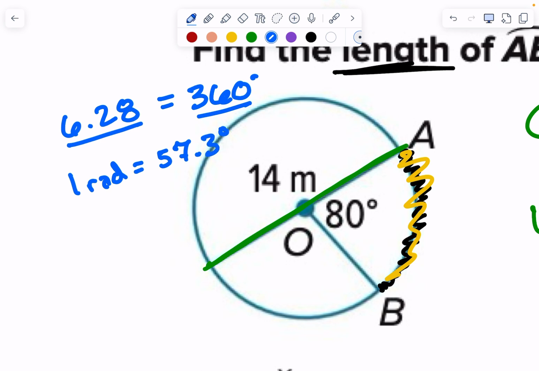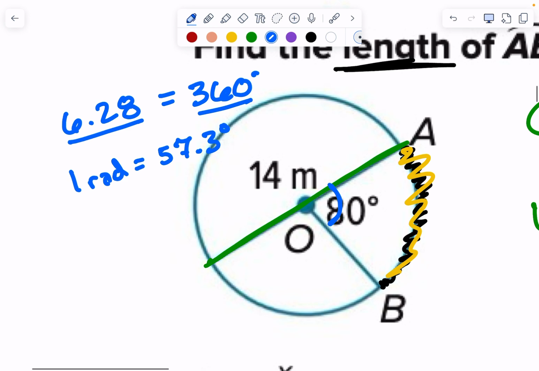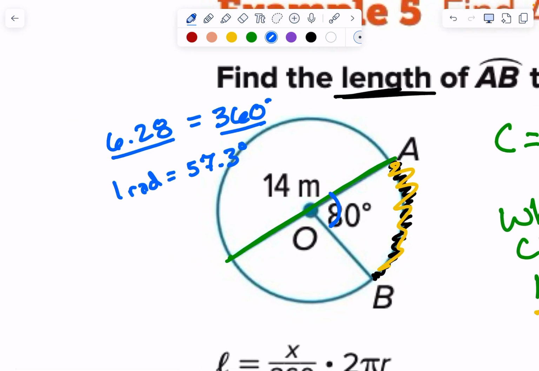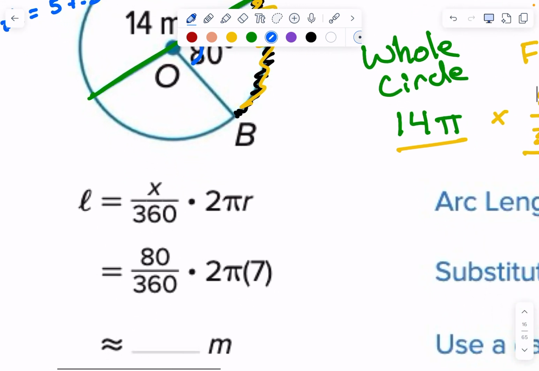So that means that this 80-degree angle right here is a little bit larger than 1 radian, right? What's 1 radius? 7. 1 radius is 7 units. So if this was 57.3 degrees exactly, this arc would be exactly 7. Does that make sense? But the fact that it's a little bit larger than 57 degrees means it's going to be a little bit larger than 7, right? That's how that maths out. Good?